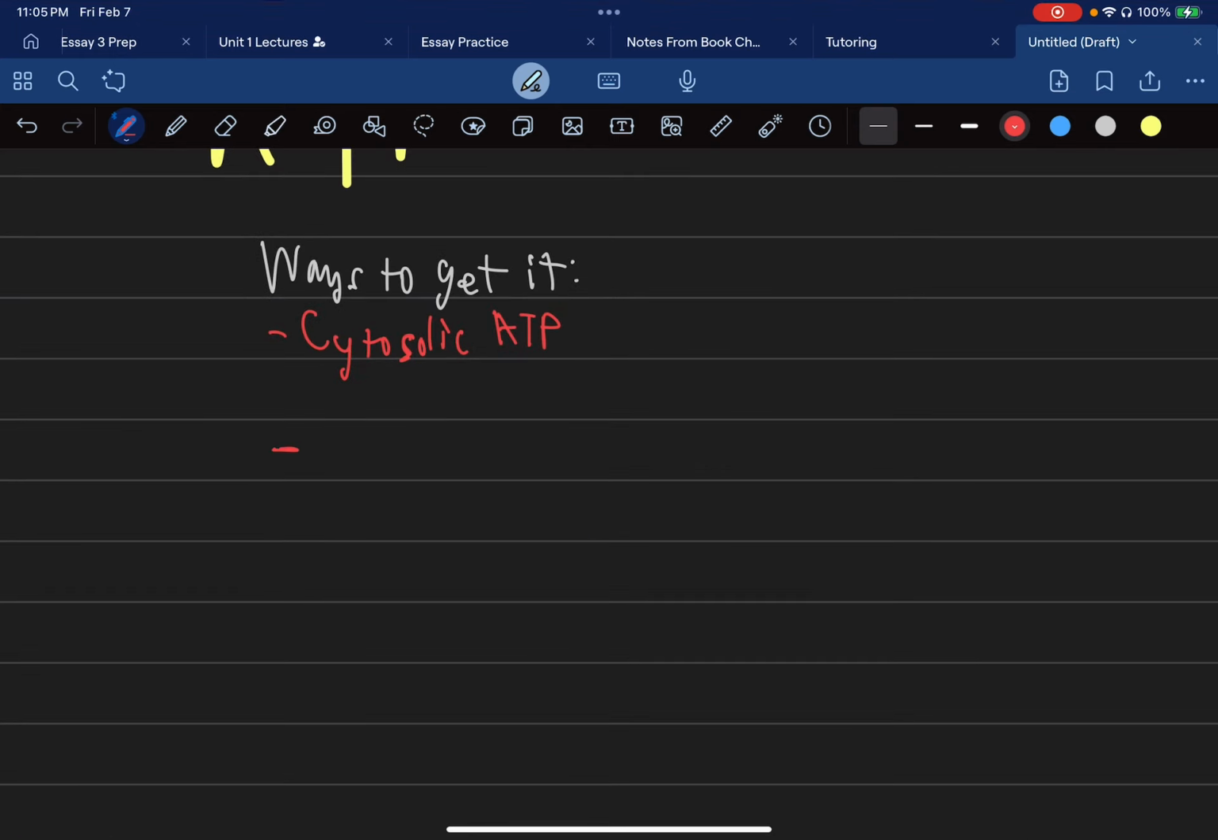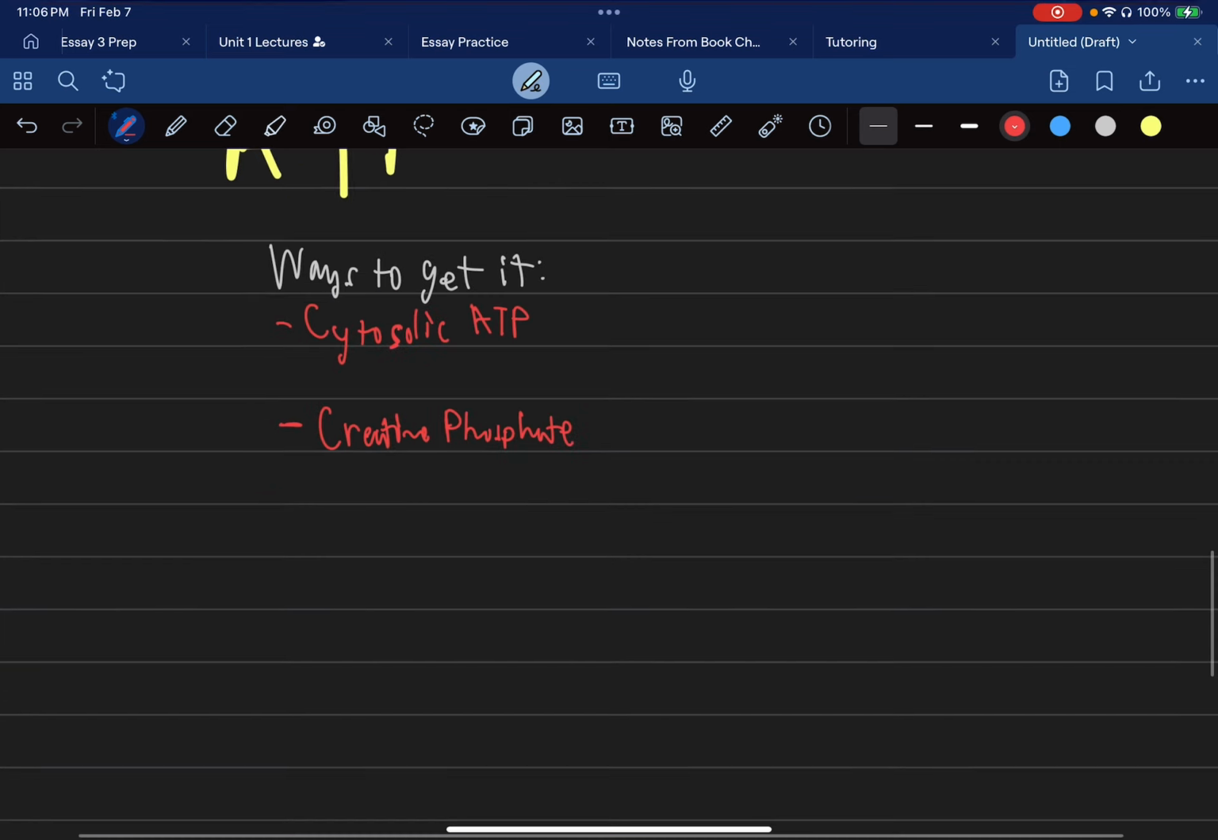The next way that we can get ATP is through a molecule called creatine phosphate. And this molecule is going to come by and be able to phosphorylate ADP and turn it into ATP so it can be used in another round of contractions. That should buy us a couple more seconds, maybe around 10, 20 seconds.